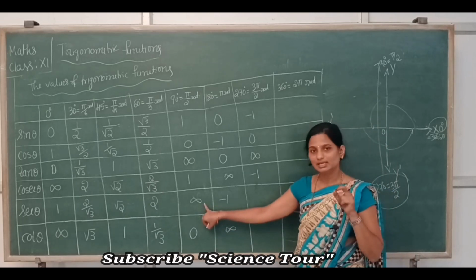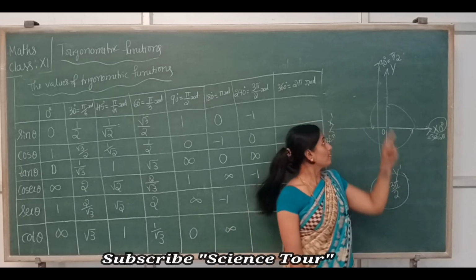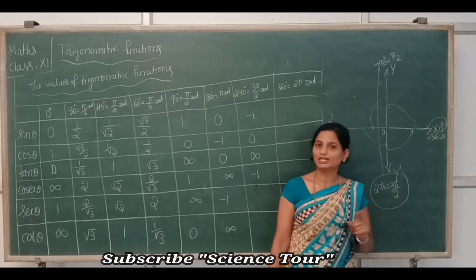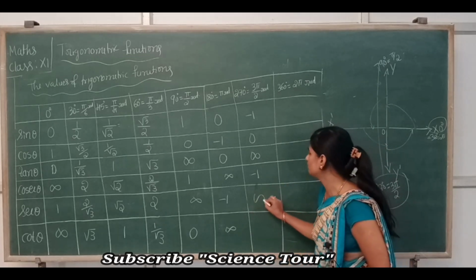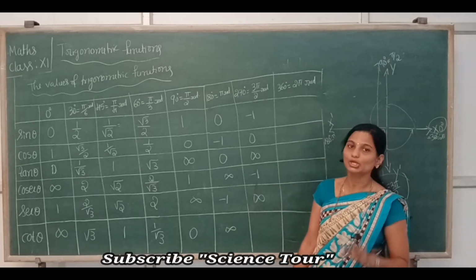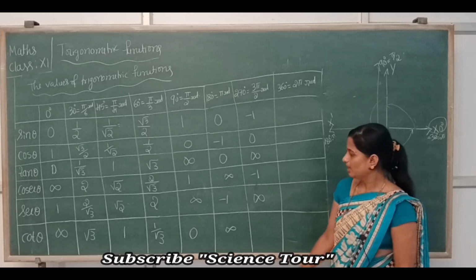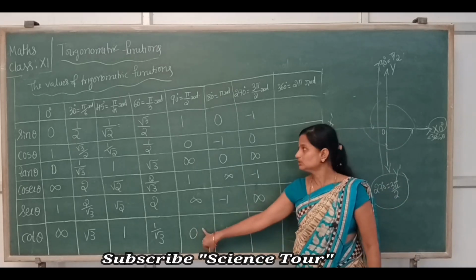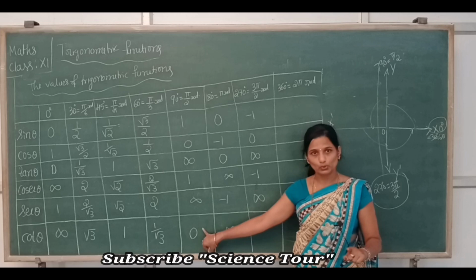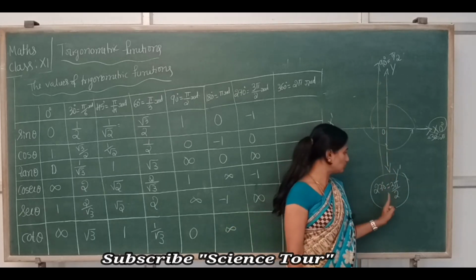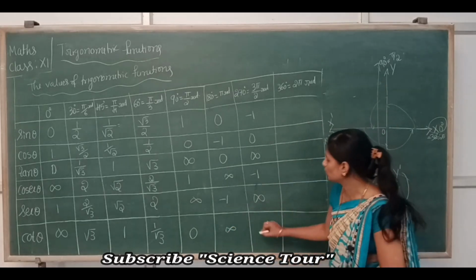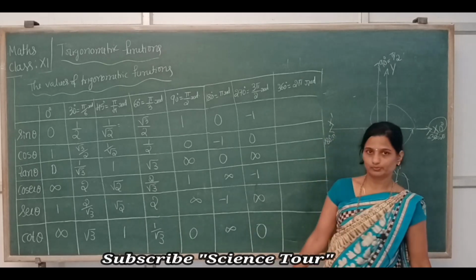Secant 90 is infinity. What is secant 270? It is minus infinity, means it is infinity or not defined. Next, cot 90 is 0. What is your cot 270? Minus 0, means it is 0.